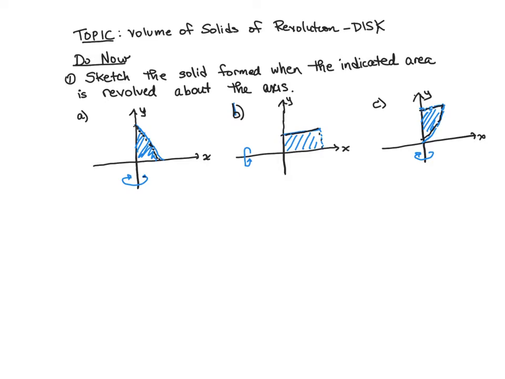And this circular arrow here tells us this is called the axis of revolution. So in the first diagram, the axis of revolution is the y-axis. In the second diagram, it's the x-axis, and in the third diagram, it's the y-axis.